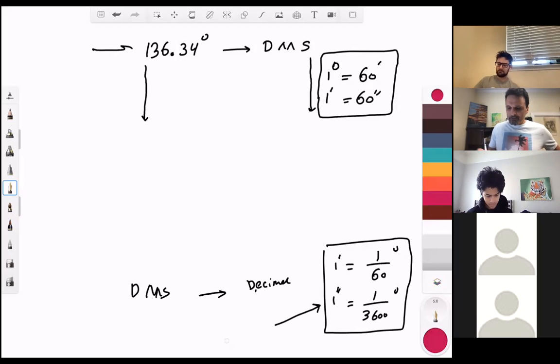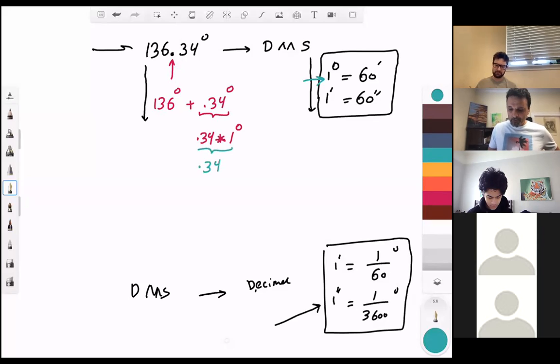Right? So the first thing, the decimal here, we're gonna have 136 degrees plus 0.34 degrees, correct? We do cheating here, 0.34. I'm gonna write 0.34 multiplied by 1 degree. Instead of 1 degree, I'm gonna use this one. We're gonna have 0.34 multiplied by 60 minutes. So this degree converts to minutes. Now you use your calculator to get this.